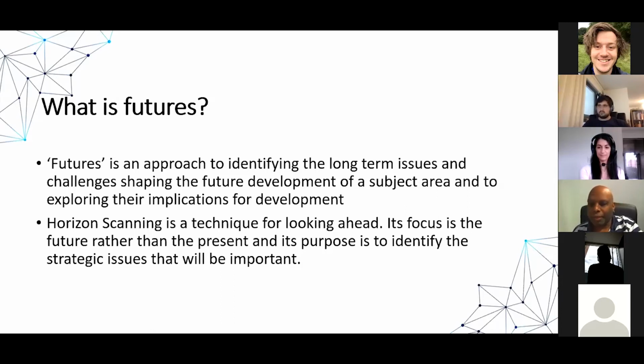The usually used word, and most of us have heard it, is horizon scanning. It was a buzzword about 10 years back. Now I think it's overused, but hey, it's used predominantly. I've used this often.